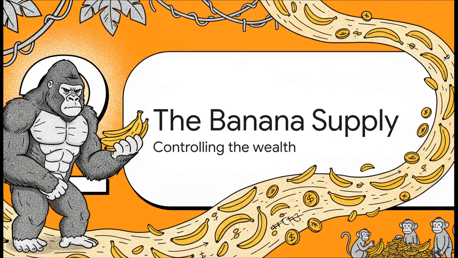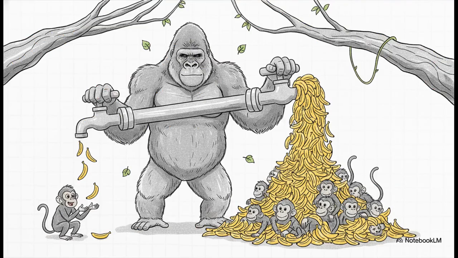Section 2. The banana supply, controlling the wealth. So, the crucial point is, he controls how many bananas are in the entire jungle. But how exactly does the big silverback exercise this massive power? Well, it doesn't happen through brute physical force. Actually, it happens through something much, much more subtle.